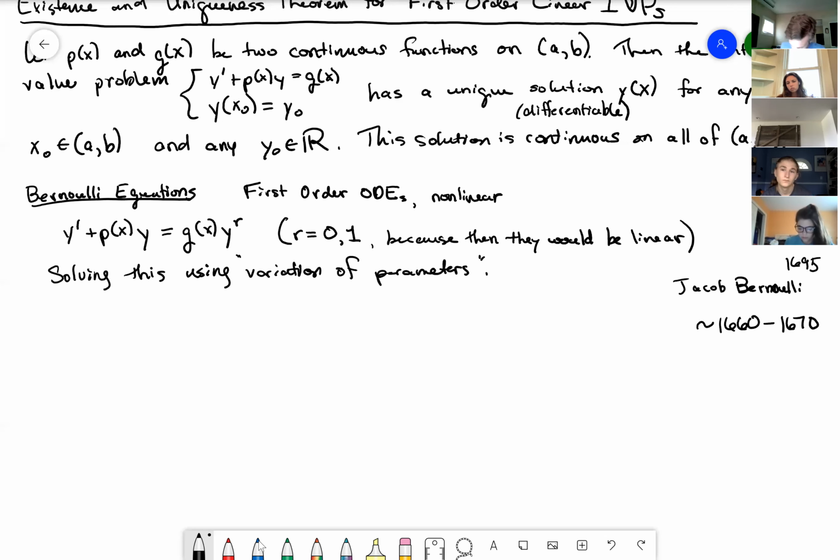Okay, so let's get started on this. It starts off in a very similar way. We're going to just look at setting this, which we think of as the non-homogeneous term, equal to zero and we get a solution. And of course, that's exactly the same as y prime plus p of x times y equals zero.